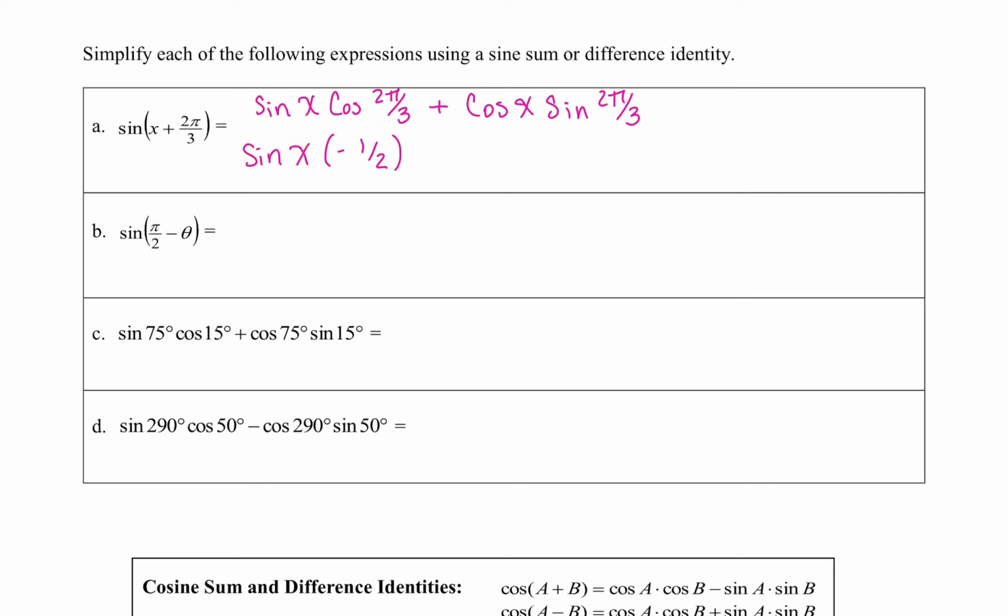And I skipped that sine of x because there's nothing I can do with that. It's sine of x. There's a variable there. I don't know what to do with it. It's just going to stay sine of x. Likewise, this cosine of x, I can't do anything with it. It's going to stay cosine of x.